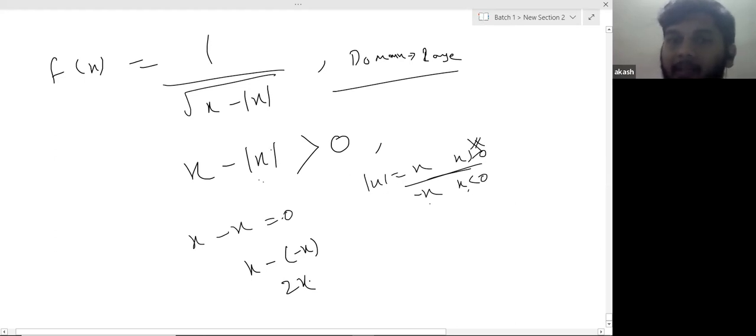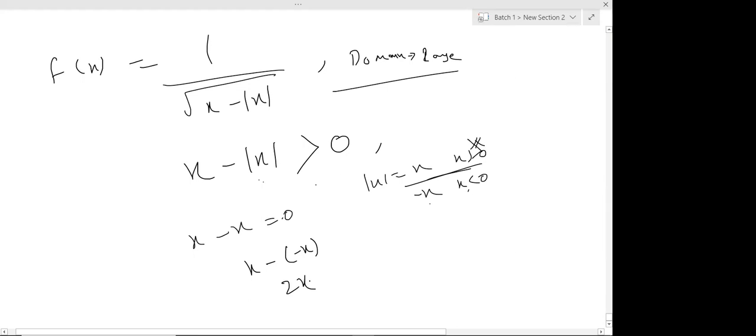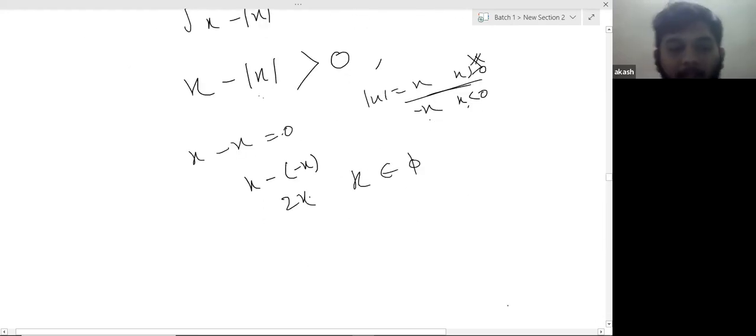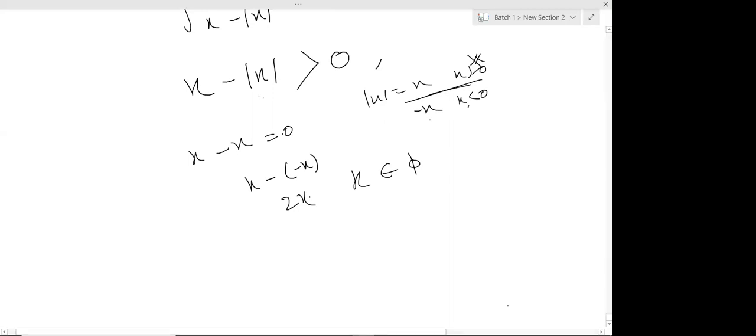Right? So x can neither be positive nor negative, and it cannot be 0. So is there any value of this function or domain? No, sir. So x belongs to phi. All right. So when there is no domain, how can there be a range?